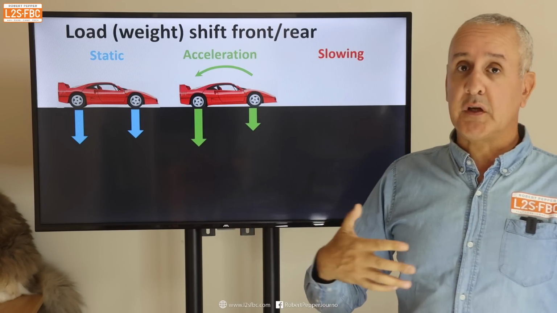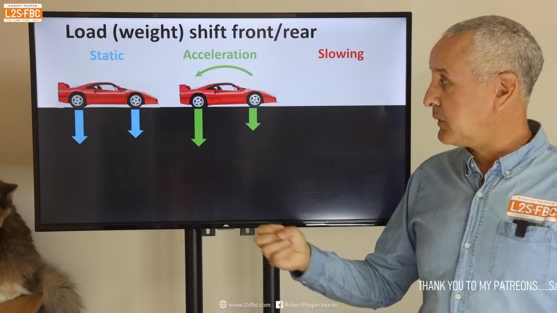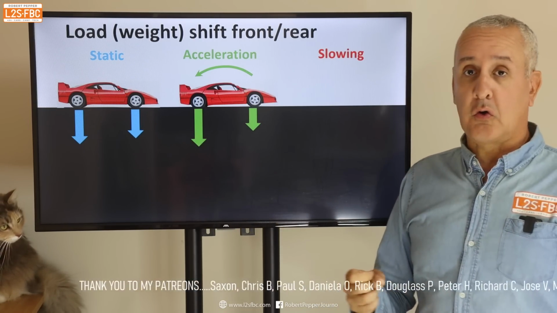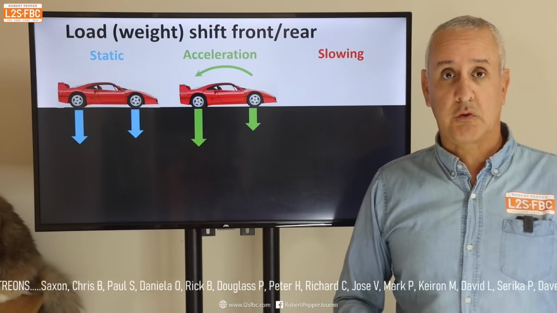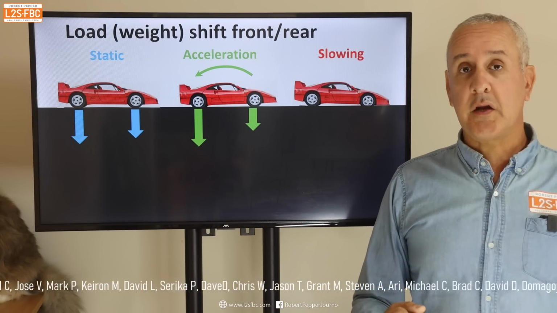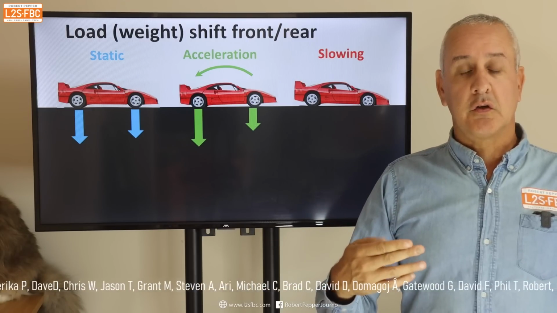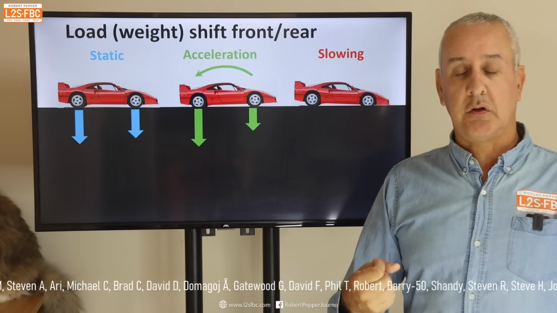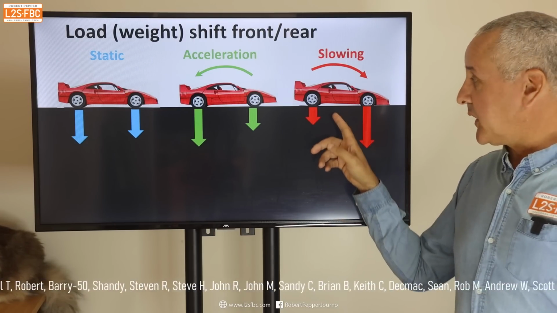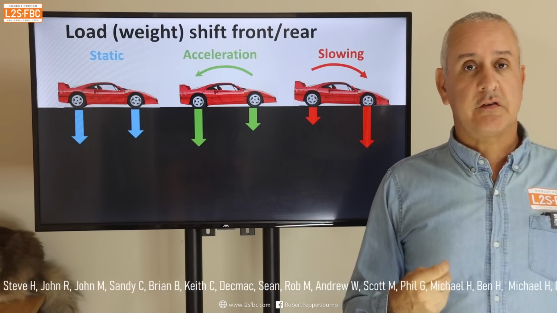Now that's important because the amount of grip changes. We've increased the amount of grip on the rear here, reduced it on the front compared to what it was when it was static. And when we slow down, which could be braking or engine braking, which is simply coming off the throttle and allowing the car to slow down using the effect of the engine, then the reverse happens. We get more grip at the front and less grip at the rear, which is important.